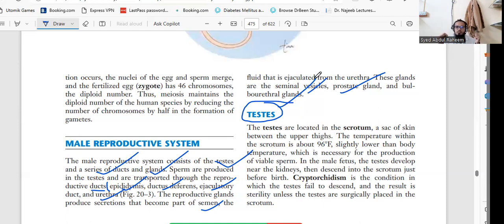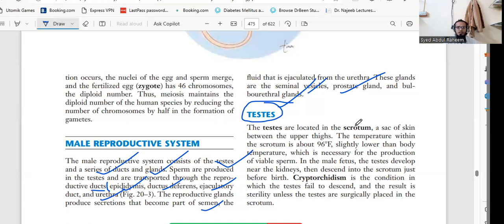If anything goes wrong, what will happen? The quality of semen will also decrease. So it may be the testes, it may be the glands, it may be part of the ducts. First, we will talk about the testes.